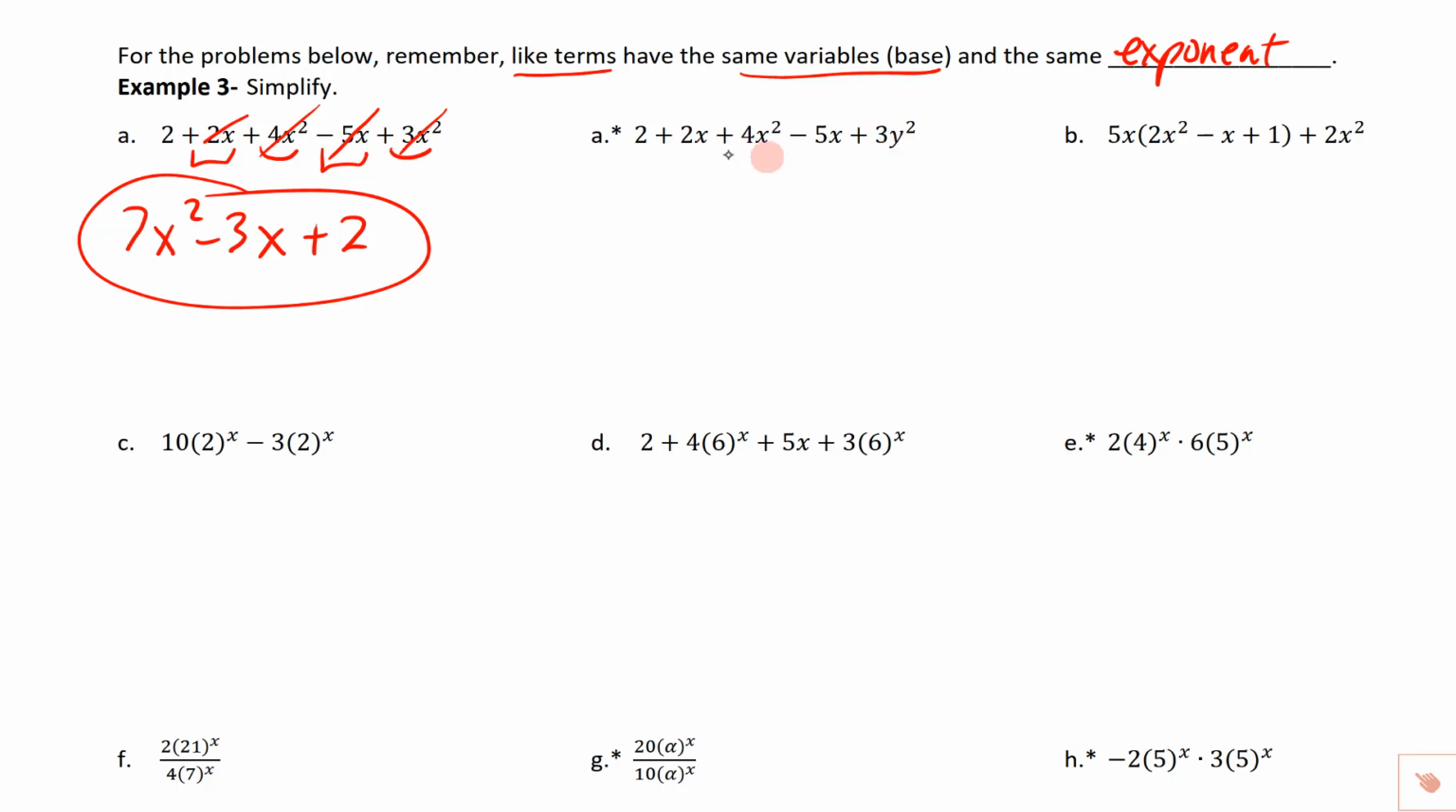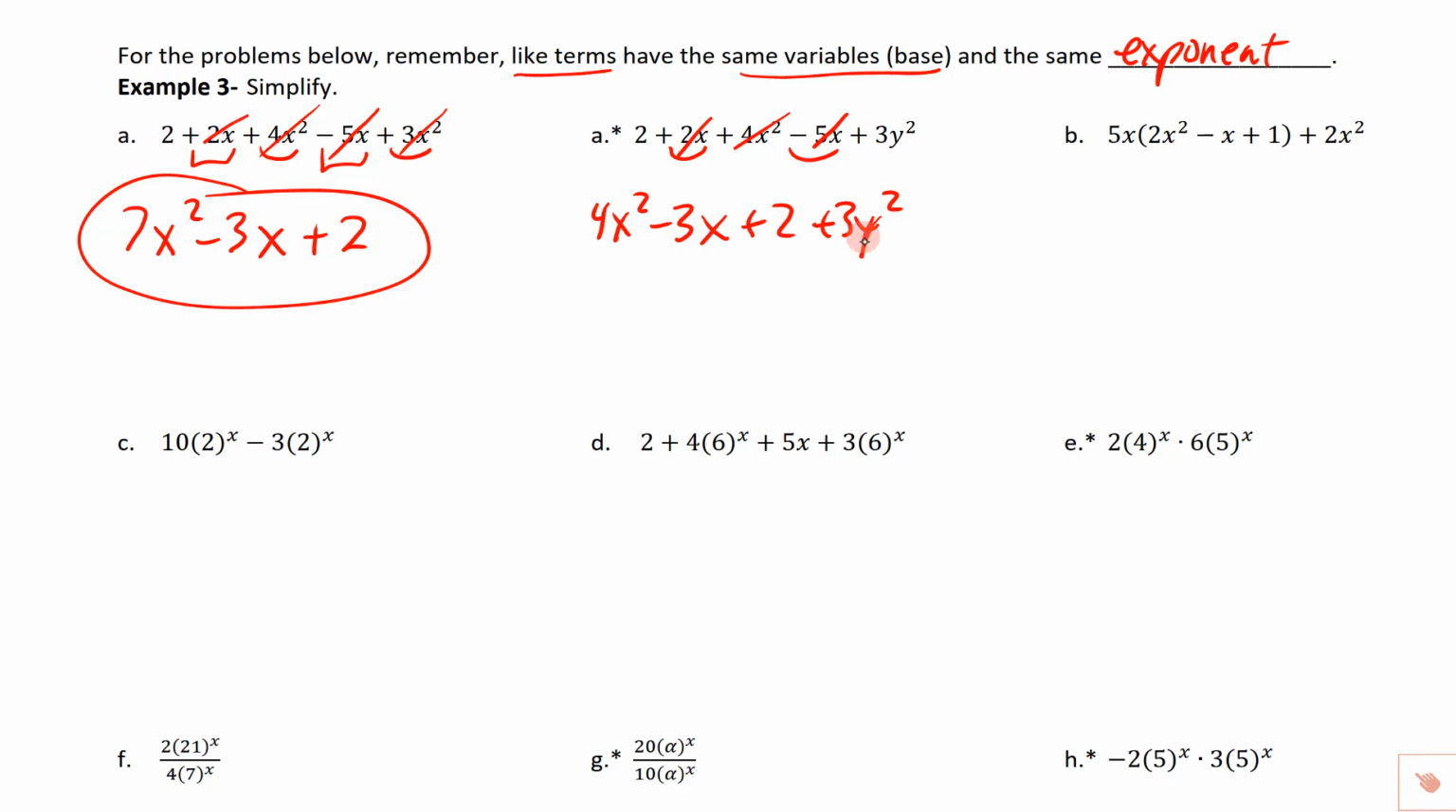So there's only one of these x squared terms, so I'm going to write 4x squared. There are still these two plain old x terms, so 2x minus 5x is -3x. Done with those. And then we're down to these two. Now, there's not really a good order to write these in. I'm going to go ahead and write the constant here and then the +3y squared at the very end. There is no good way to write it.